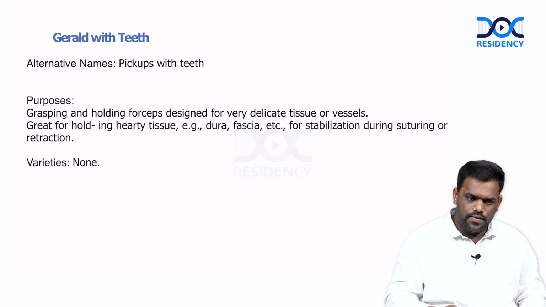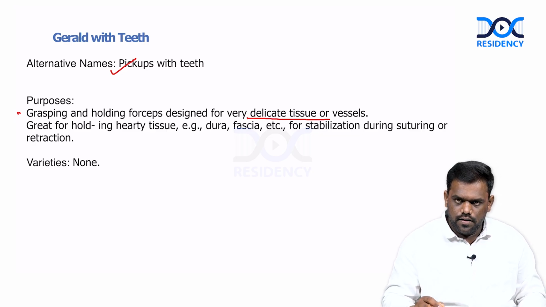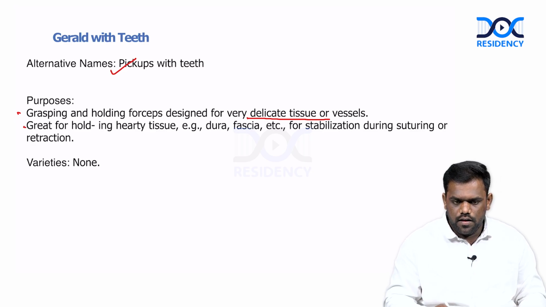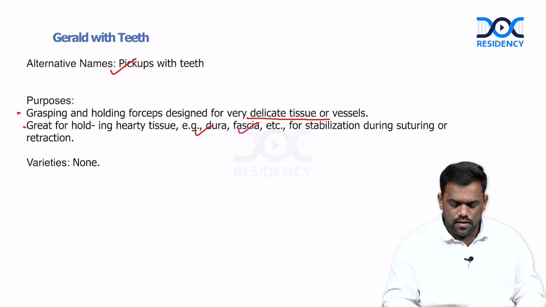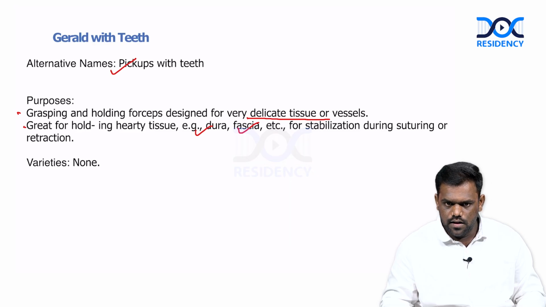So Gerald with the teeth. The alternative name is pickups with the teeth. The purpose is it can be used to grasp or hold delicate tissues or vessels. It is used in very delicate tissues only, and it is great for holding very important tissues, like dura and fascia, for stabilization during suturing or retraction. These two, the pickups with the teeth and Gerald with the teeth, you can also call dural forceps. You can use them for holding very important tissues like dura, fascia.